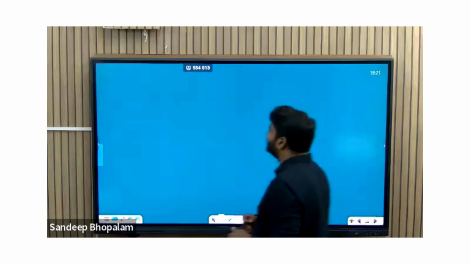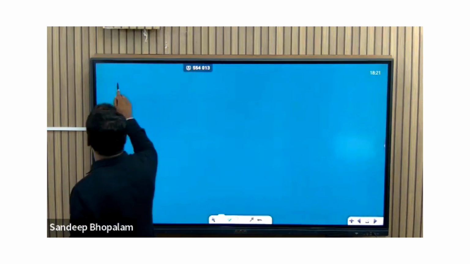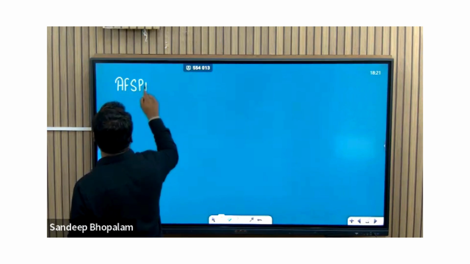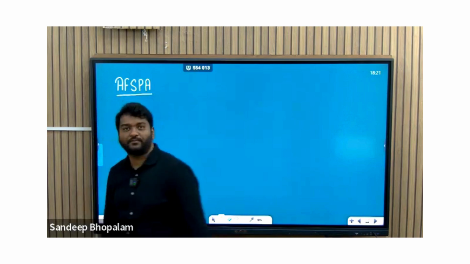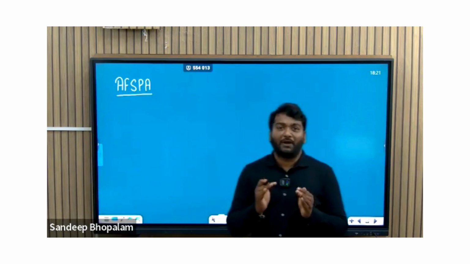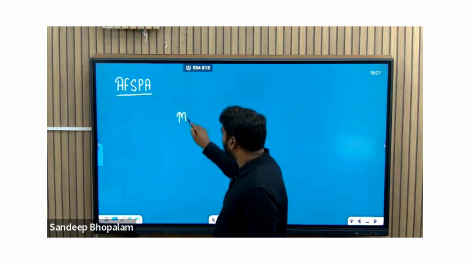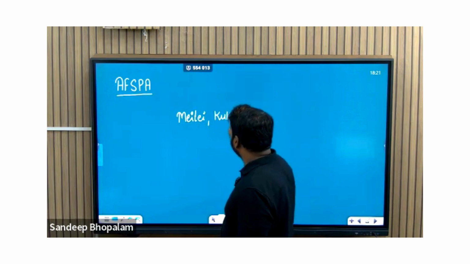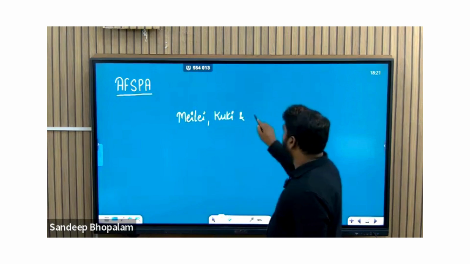Now, let us talk about another important issue that we have. That is the Armed Forces Special Powers Act, AFSPA. You are aware that in Manipur, groups like Meiteis, Kukis, and Nagas are fighting.